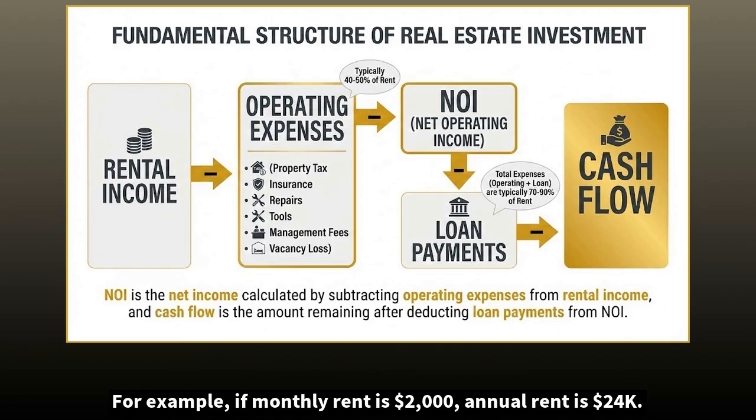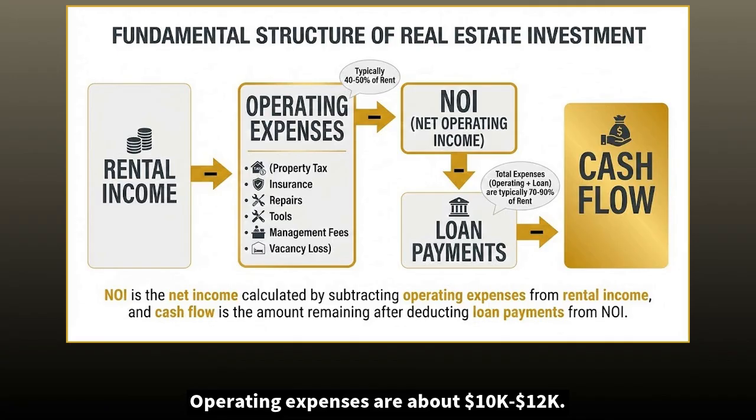For example, if monthly rent is $2,000, annual rent is $24,000. Operating expenses are about $10,000, $12,000. What's left is NOI, net operating income. Stage 2. Subtract loan payments from NOI. This is your final cash flow.